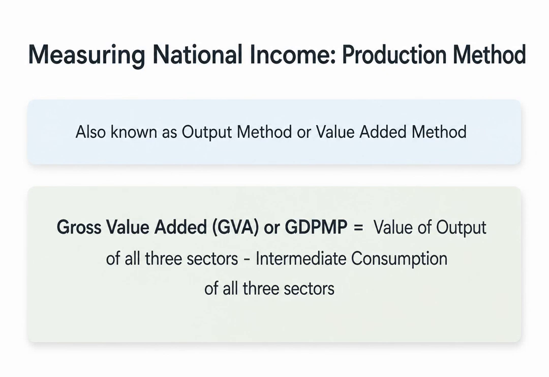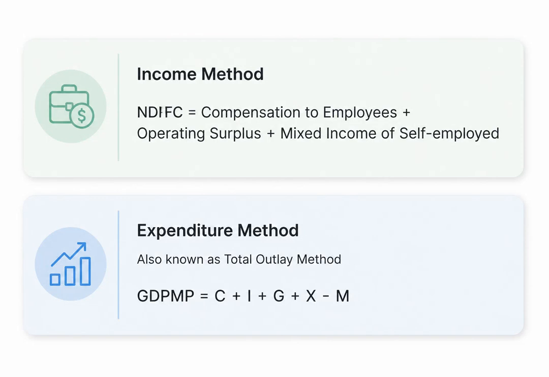The first is the production method, also called the output or value-added method. Here, we compute the gross value added by taking the total value of output from all 3 sectors and subtracting their intermediate consumption. The second approach is the income method, which calculates net domestic product at factor cost by adding compensation to employees, operating surplus, and the mixed income of the self-employed. The third is the expenditure method, or total outlay method, which sums up consumption, investment, government spending, and net exports.